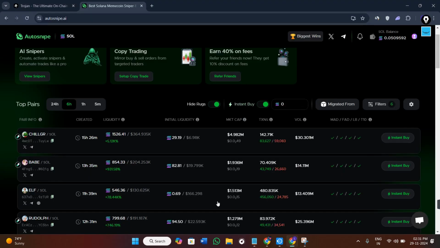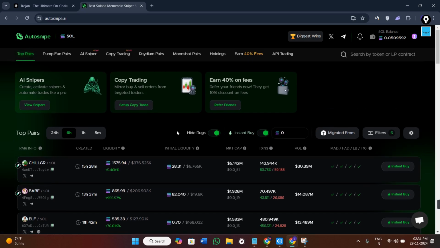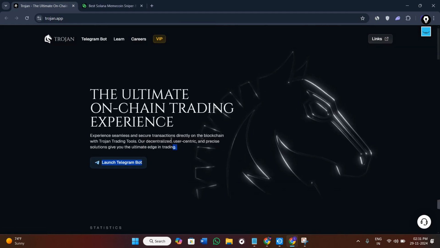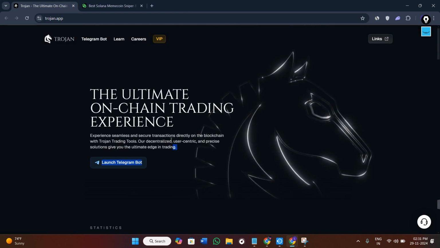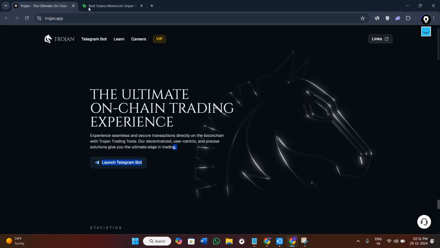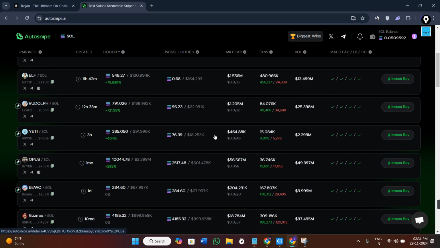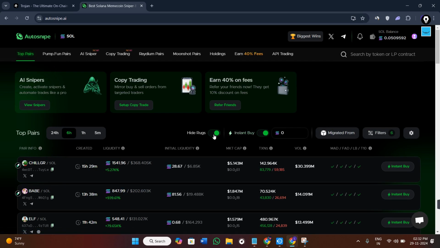Now the question arises, which one is the better choice for you? It actually all comes down to what you are looking for, or your own trading style. If you are a Solana trader looking for fast execution and cross-chain functionality, Trojan Bot is a strong contender. But if you prefer AI-powered automation and want to minimize fees and benefit from advanced risk protection, then Autosnipe AI is the way to go. Both platforms have their strengths, so your choice depends on your trading preferences.